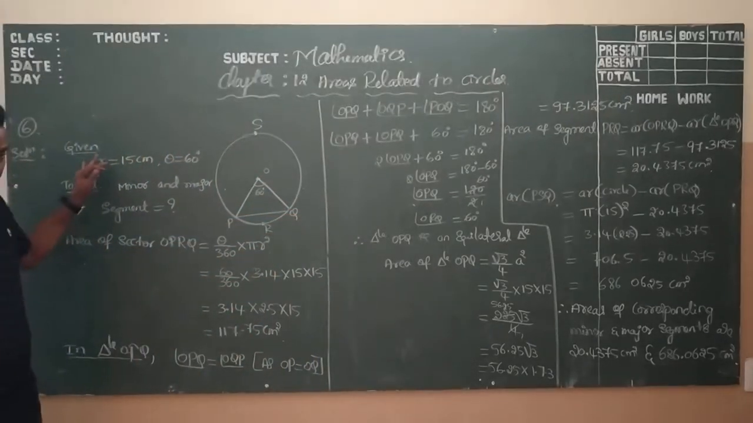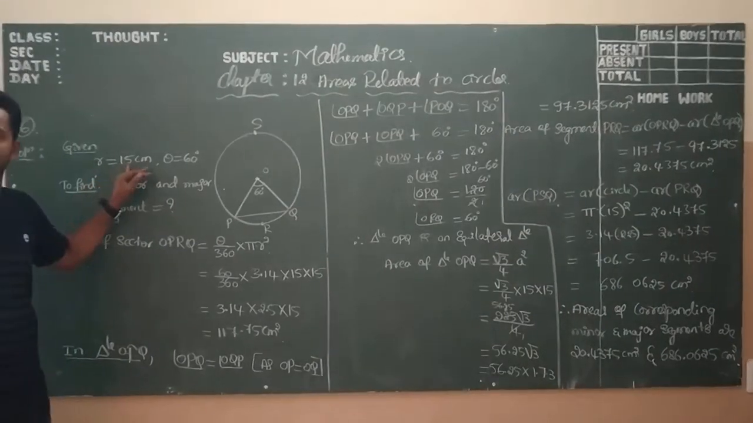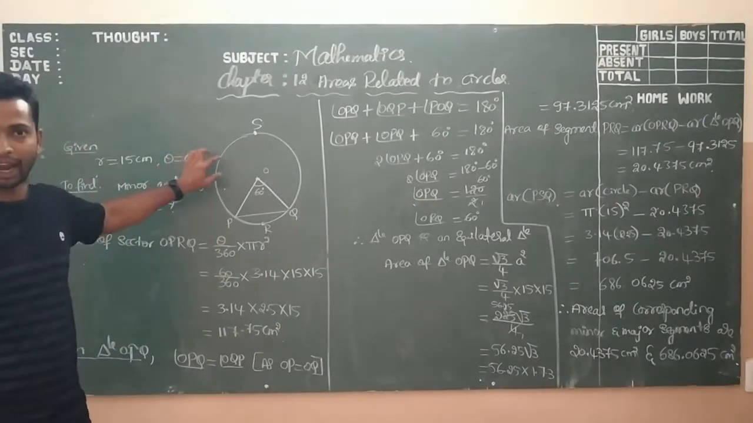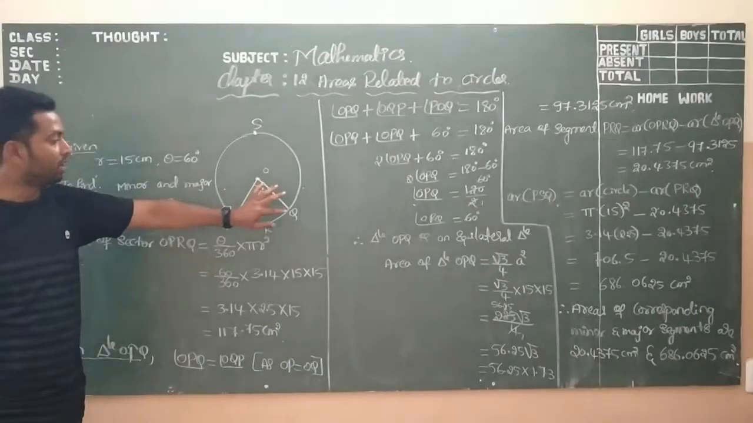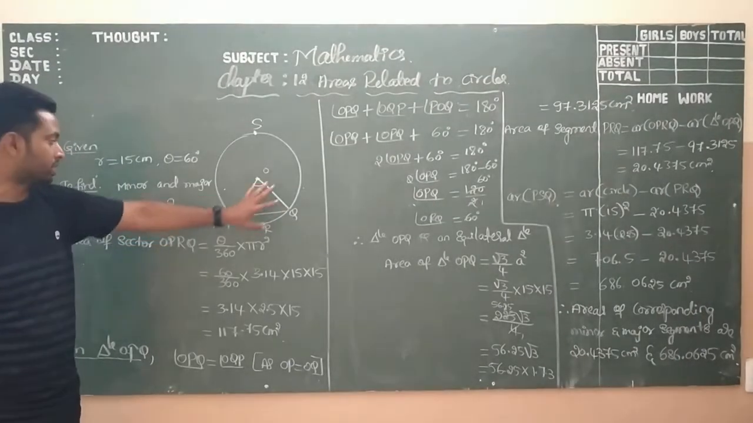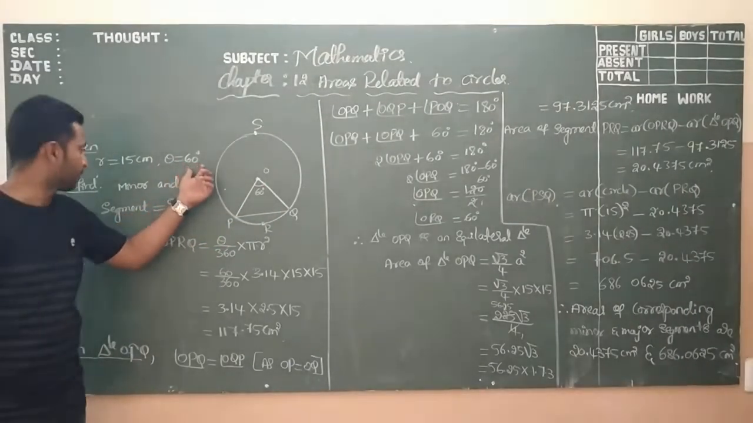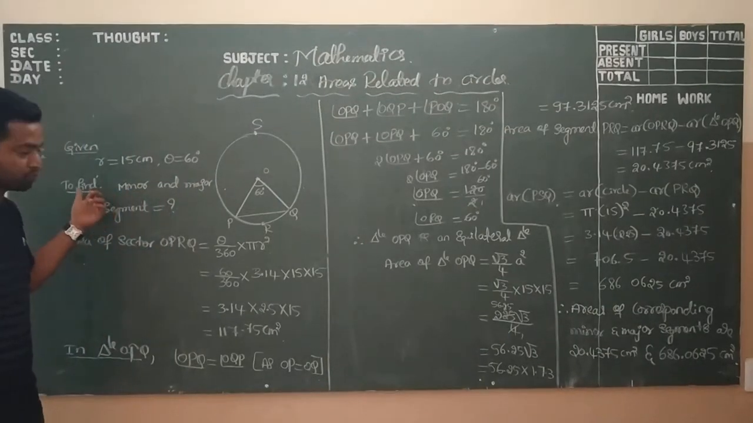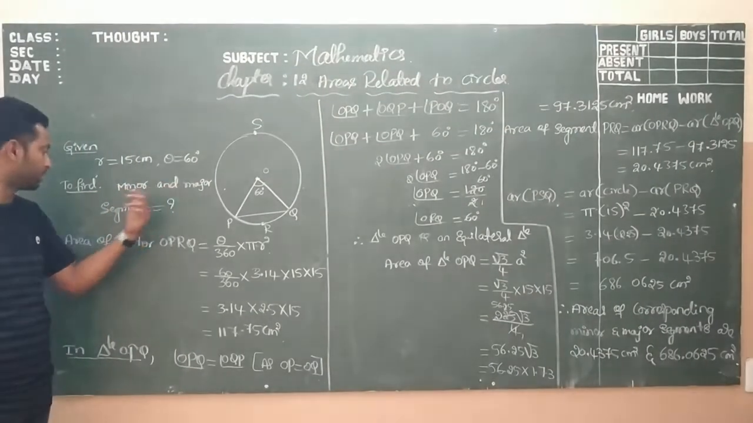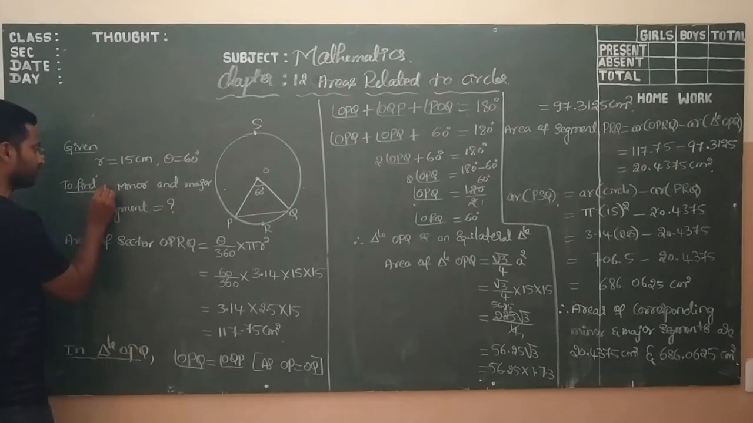Okay. So now the given is the radius. The radius is 15 centimeter, and the angle subtended at the center by the two radii of the circle is 60 degrees. So here, what we have to find are the areas of the major and the minor segments.